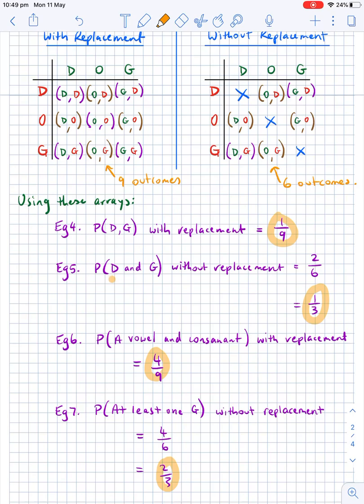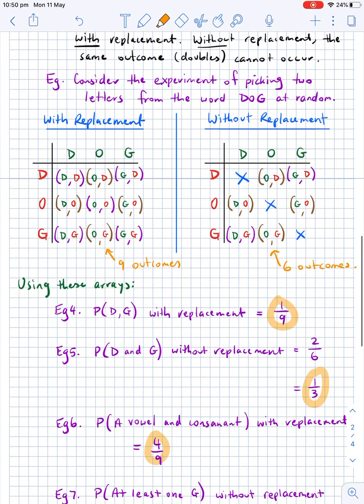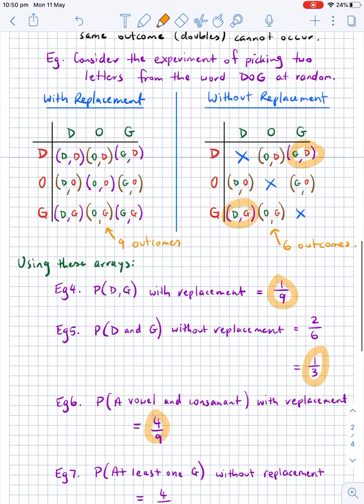Let's try another one. What's the probability of a D and a G without replacement? Notice here they just want one of each. It doesn't matter the order. There's no comma to show you which one they want first. So how many of these are a D and a G? You've got a D and a G here, and you've got a D and a G there. You've got 2. So your answer is going to be 2 out of the 6 outcomes, and that simplifies to 1/3.